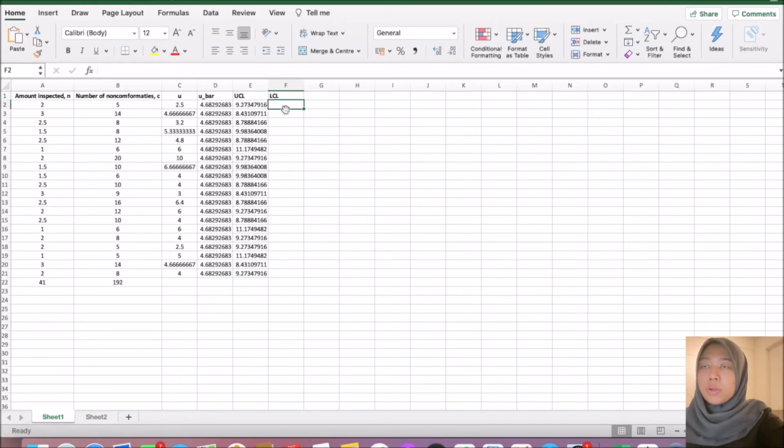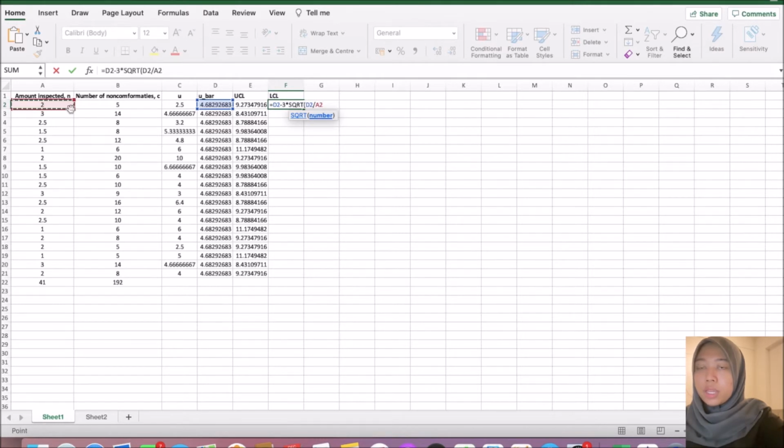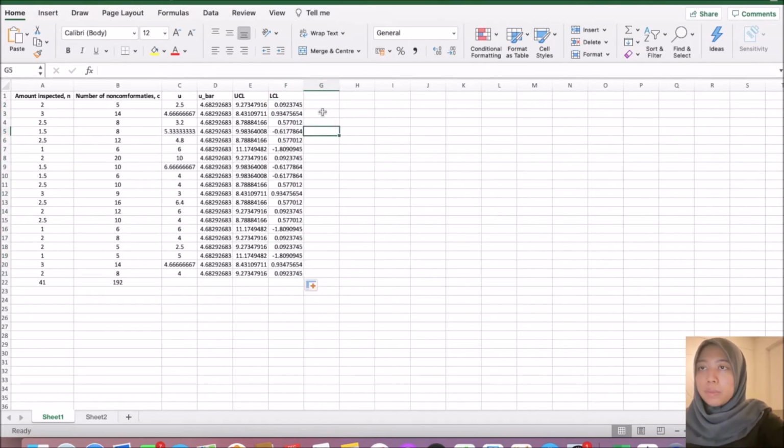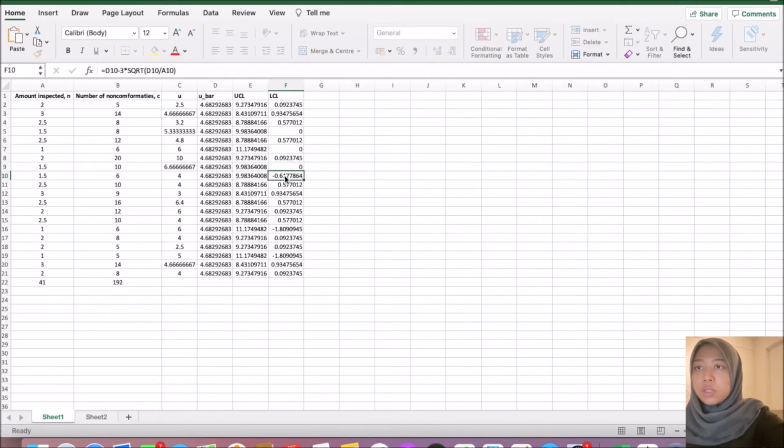The formula for the lower control limit is quite similar to the upper control limit, but we change the plus sign to a minus sign, subtraction sign. So the U bar minus 3 times square root of U bar divided by N. So you get the answer, then drag it. But as you can see at the lower control limit, there are negative values here, so we do not want these negative values. What we need to do is change them to 0. So change all of the negative values to 0.